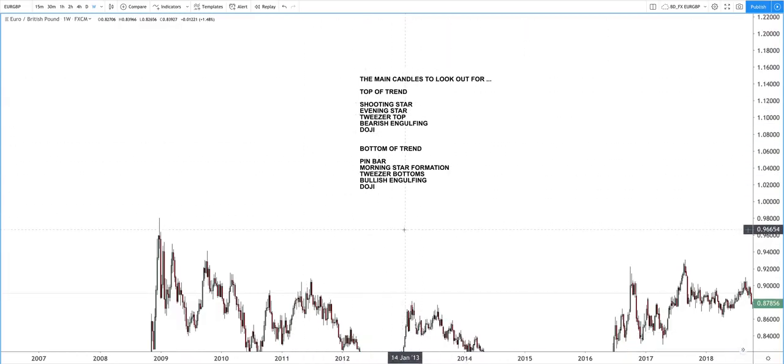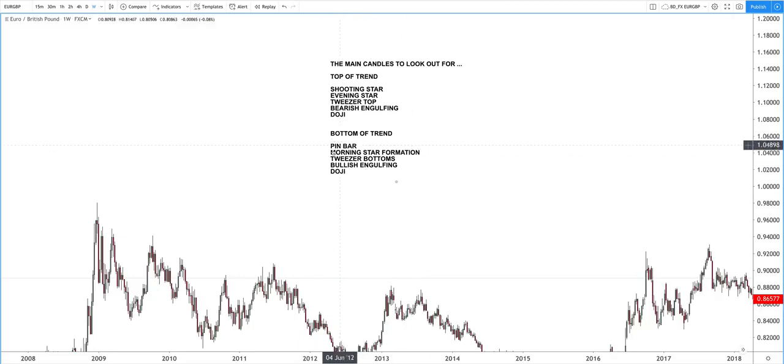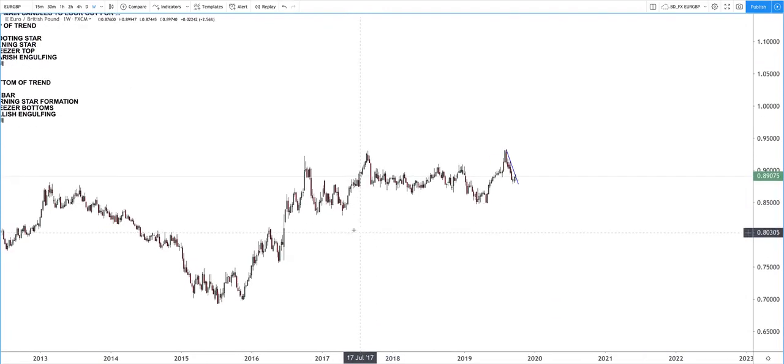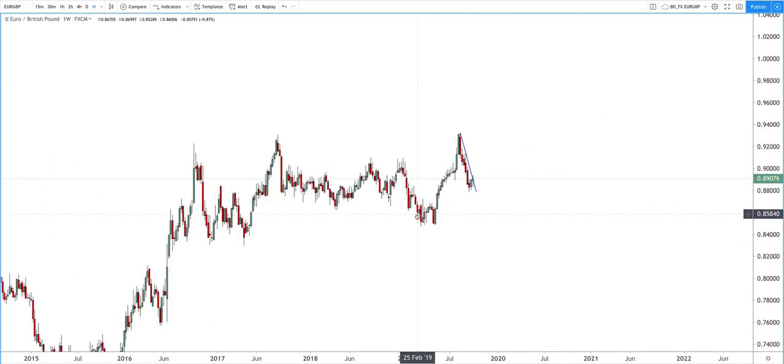The bottom of a trend, signs that we're coming to the bottom of the trend, and also signs that we can maybe get into a trade is everything that I've shown you here. The pin bar pushing down to the downside, rejecting that level, morning star formation, tweezer bottoms, bullish engulfing, and doji candles. So they are basically ways of finding tops and bottoms of trends. Now, obviously, finding tops and bottoms of trends are what can give you the most amount of gains, profit, and pips, and so on. But what we also now need to understand is where to use price action.